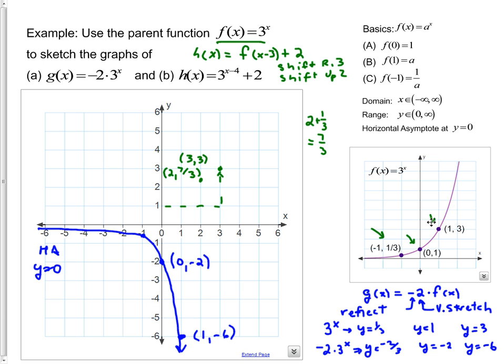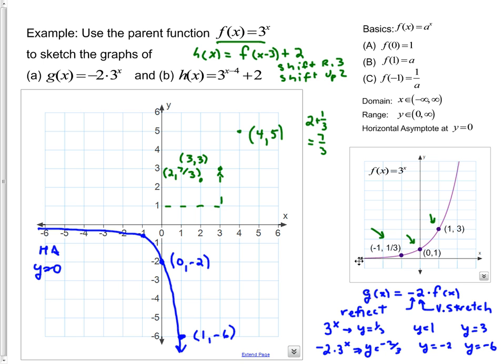Finally, our point 1, 3. Remember, we're shifting to the right 3 and up 2. So if we went to the right 3, that means we would start at 1, 3, and we would come to the right 1, 2, 3 to 4, and then go up 2 here. And you can see that right 3 from 1 gives us 4, and up 2 from y equals 3 gives us 5. So we're doing pretty good.